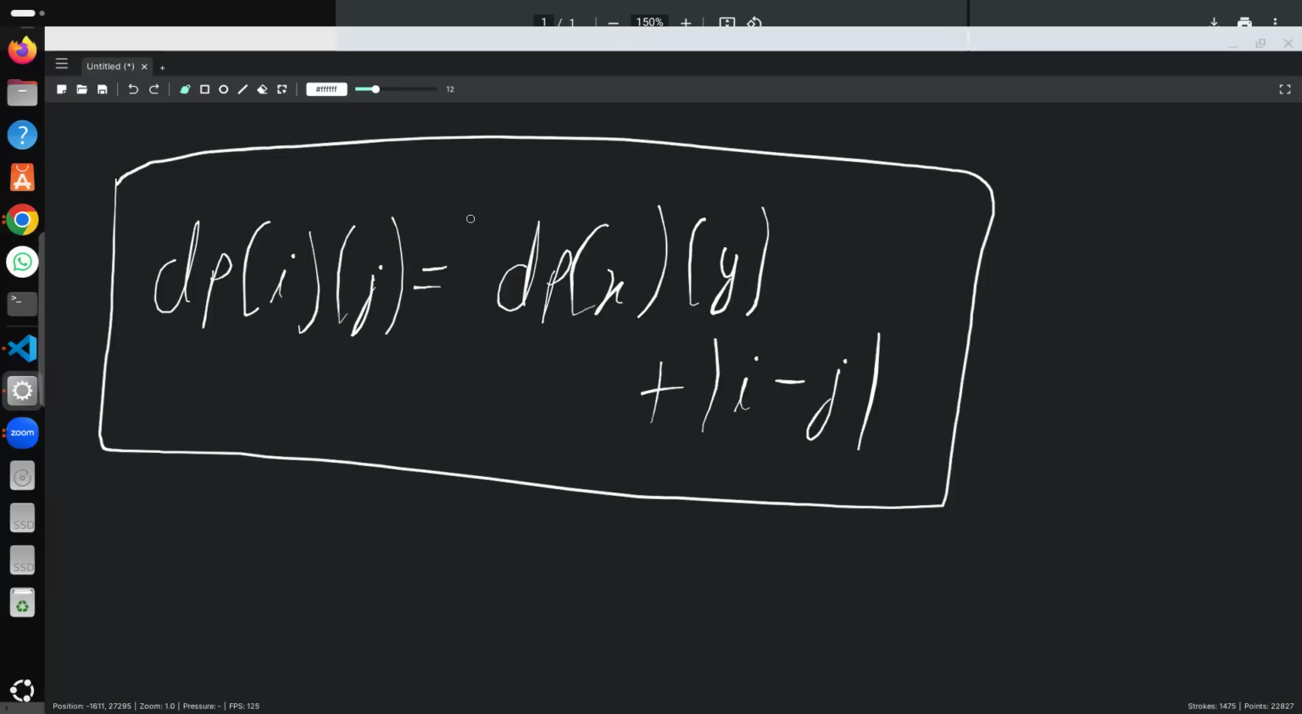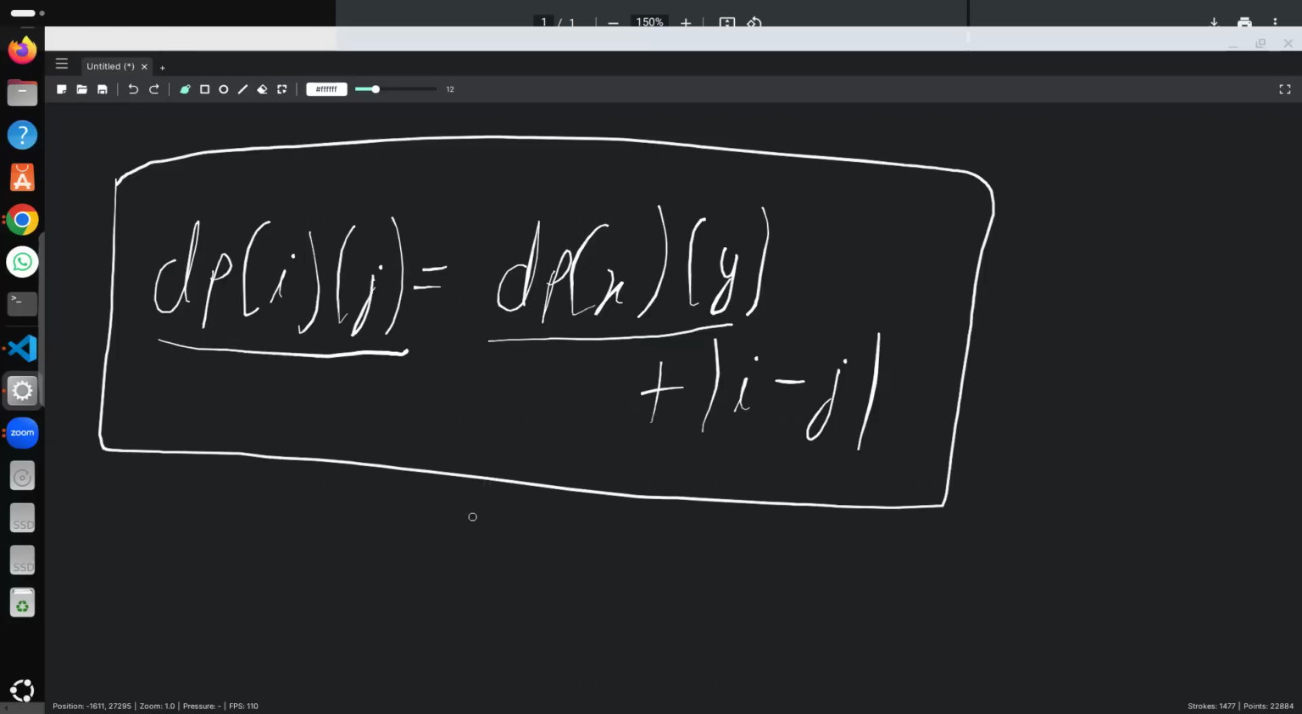So this should remind you of something. You want to reach this node (i, j), and the cost to reach this node is the cost to reach (x, y) plus |i - j|. So isn't it like a graph? Let's say we have a 2D DP, DP[i][j]. If we think of it as a graph, where each node is a particular value of (i, j).